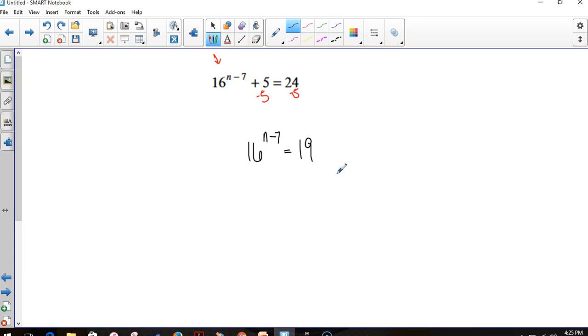You can either take the ln of both sides. In this case, I'm just going to rewrite this in log form, or take the log base 16 of both sides. So log base 16 will give me a 19 when I raise it to the n minus 7. So if you have an exponential, you're going to want to go to a log. If you have a log, you're probably going to want to go to an exponential.